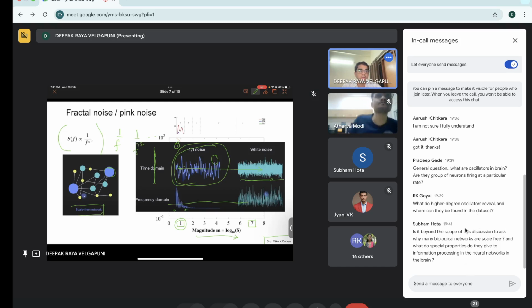Yeah, so Shubham would ask another similar question but more specific here. He's asking, what special properties do they give to information processing in neural networks in the brain? Why are many biological networks scale free? It is scale free, it is just how the design is. So I have no exact answer why it is, but the structure of the brain is arranged like that.